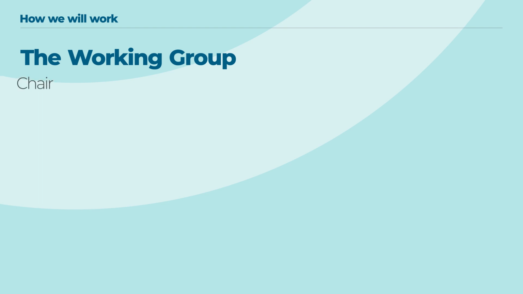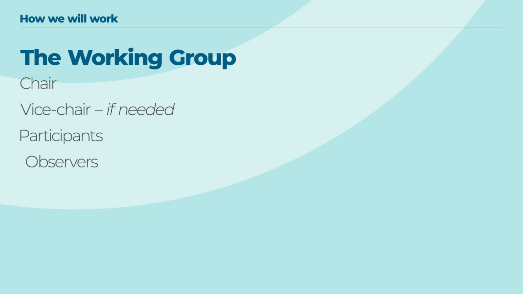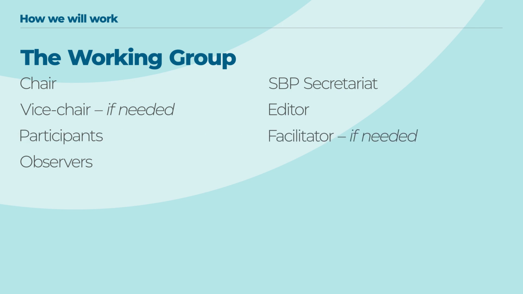The working group will be made up of a chair, that's me. We will be able to appoint a vice chair if needed, if I'm not available at any point in any of the discussions. We will have the participants in the working group as well as potentially observers. The Sustainable Biomass Programme Secretariat will be there, as well as an editor who will actually be doing the drafting of the revised standard. If we need facilitators, we'll be able to use them in some of the discussions. And as I said earlier, we'll have a range of external experts who can bring in their perspectives to the process.